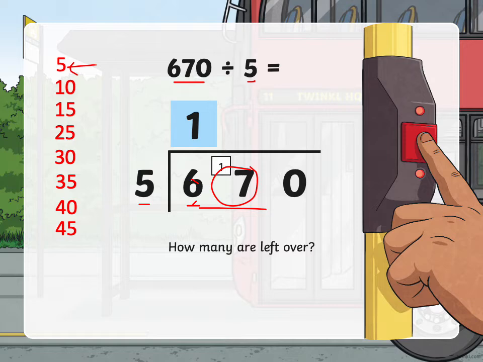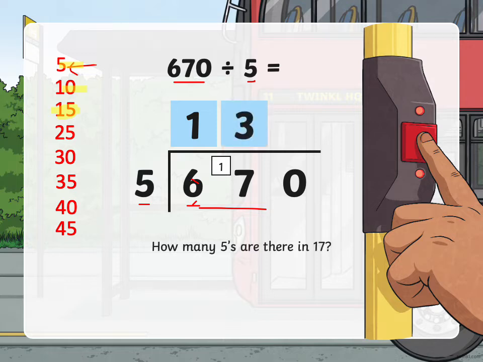Now search for 17 in table 5. You will not find 17 in table 5, but the closest number is 15. So let's count 1, 2, and 3. So 15 divided by 5 is 3.